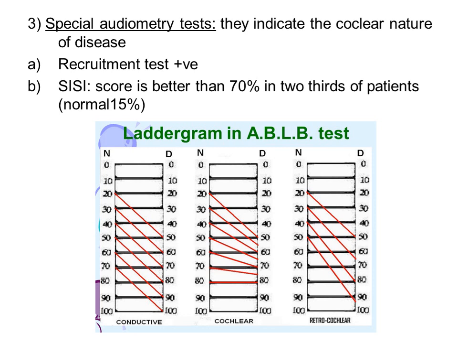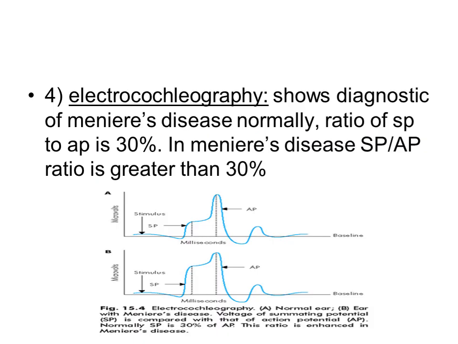Okay, this is very specific to cochlear type of hearing loss. Yeah, Meniere's disease is a type of cochlear disease where you get cochlear sensory hearing loss. Okay, CC is another test where you get a score better than 70% in two-thirds of the patients, whereas in retrocochlear diseases, recruitment will be negative, and even the CC score will be poor.